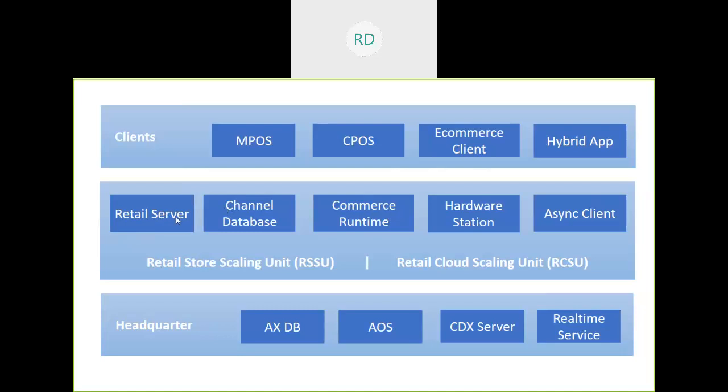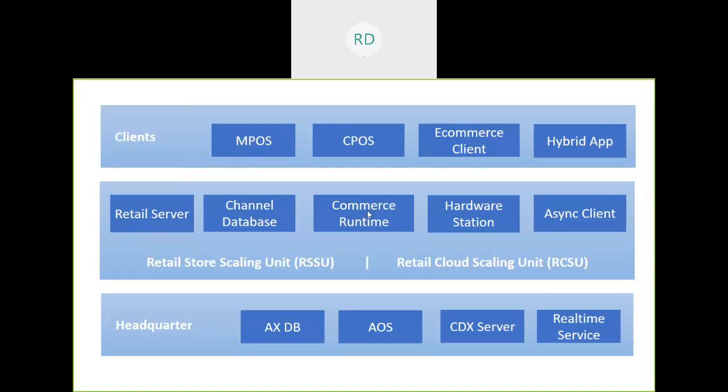How will it call the commerce runtime? Let's take an example like get customer. On POS, someone requests a customer or searches for a customer. The POS will call the retail server customer API, the get customer API. This retail server will in turn call into the commerce runtime.